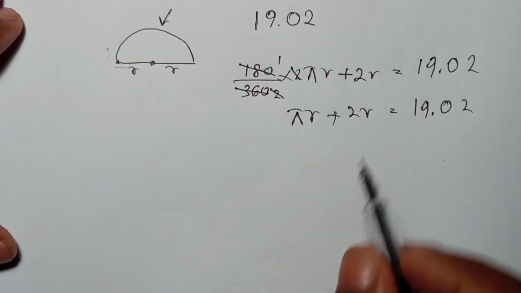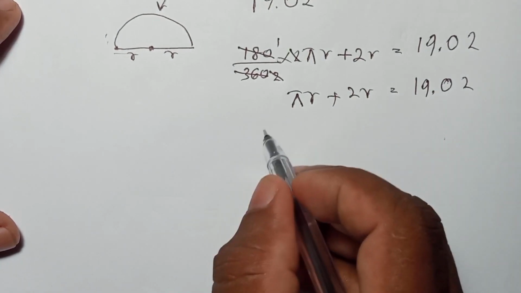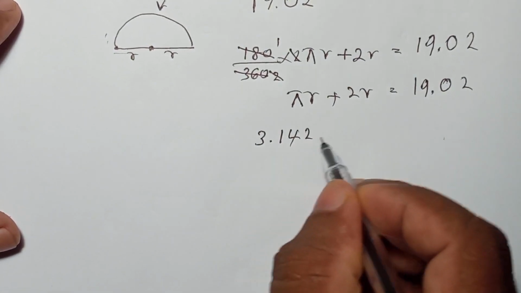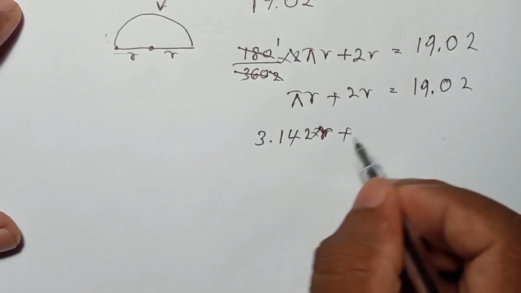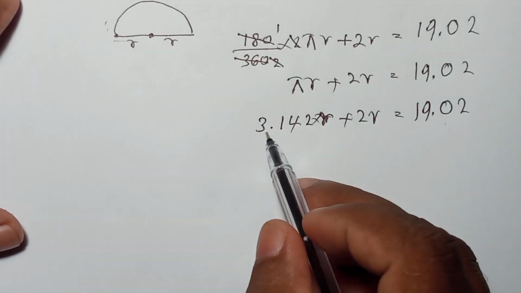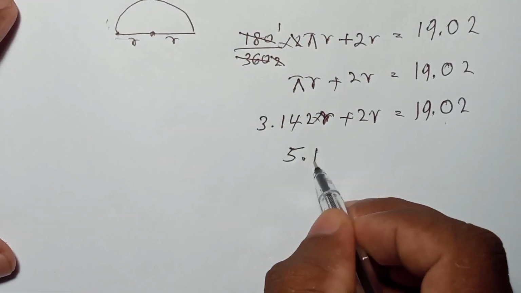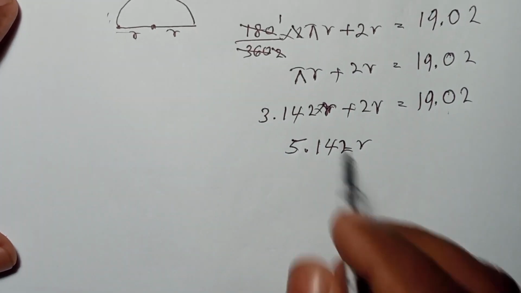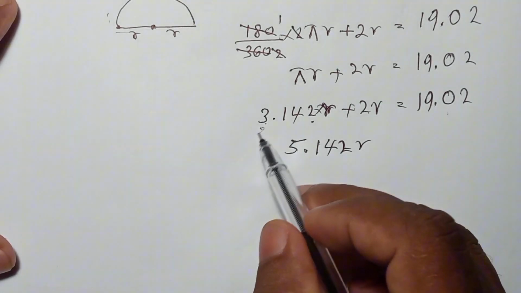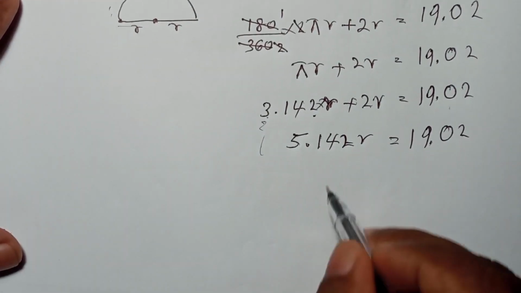Okay, now how to do? Now here pi, we need to replace this value, otherwise we can't add this 2. So pi, 3.142 you can replace with, into r, then plus 2r equals 19.02. Then you can add this 2: 3.142r plus 2r, that means it will be 5.142r, right? This is 3.142 plus 2, you can add, it's not a big deal. So now here 19.02, how to find r?